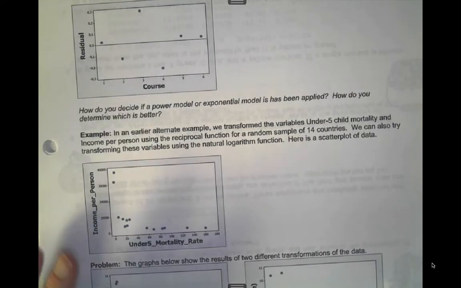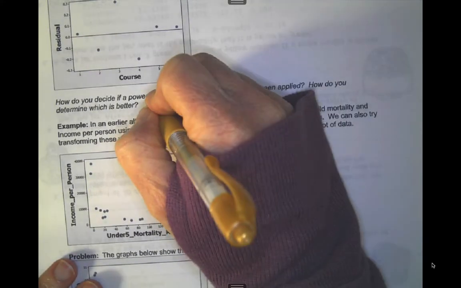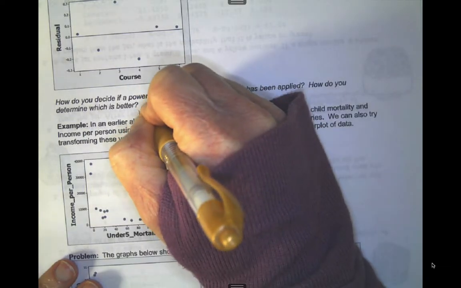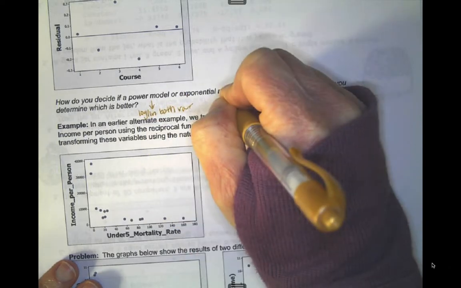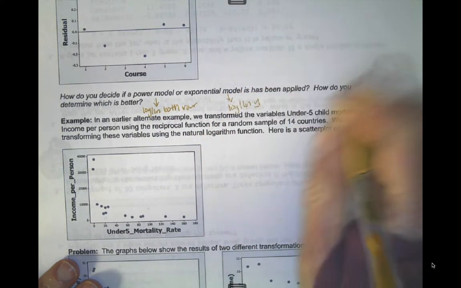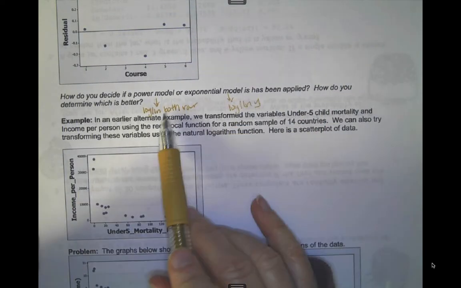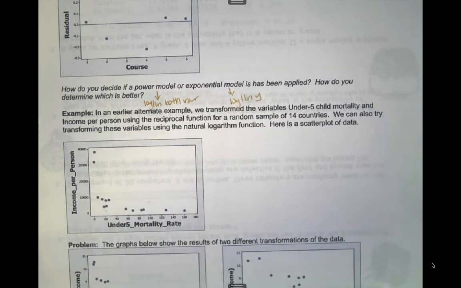All right. How do you decide if a power or exponential model is better? So remember, the power is when they did the log or natural log of both variables. Remember, the exponential is if they just did the log or natural log of the y. So how do you decide which one is better? Look at your r squared. Look at your scatter plot. Look at your residual plot. The same things that we usually look at.